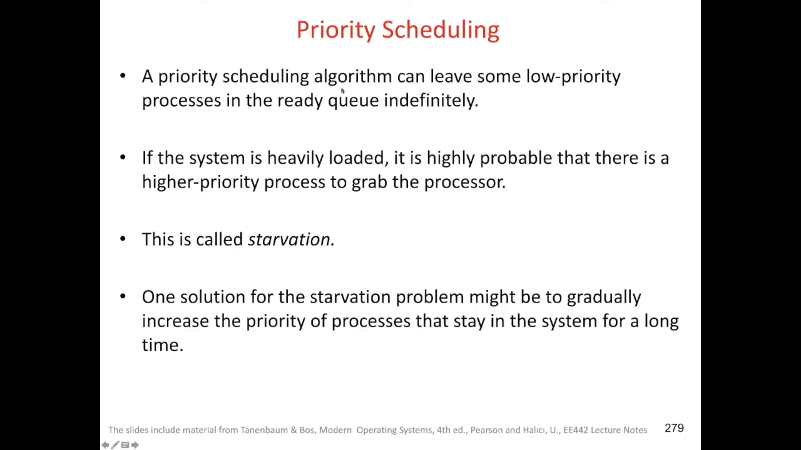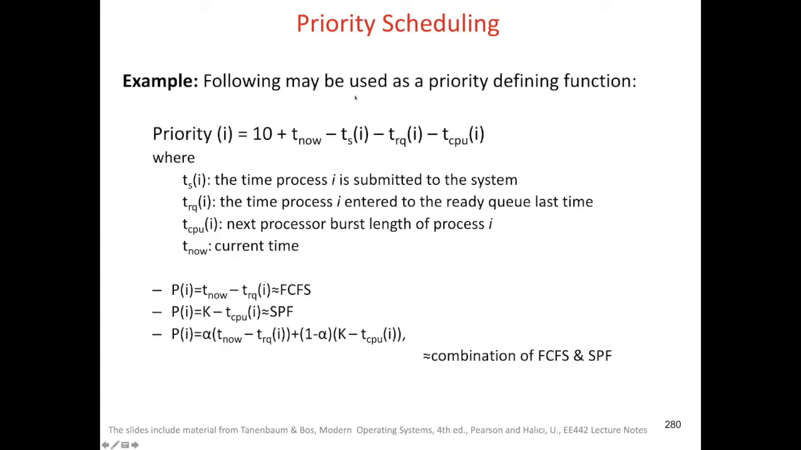A priority scheduling algorithm can leave some low priority processes in the ready queue indefinitely. If the system is heavily loaded, it is highly probable that there is a higher priority process to grab the processor. This is called starvation. One solution for the starvation problem might be to gradually increase the priority of processes that stay in the system for a long time. For example, the following may be used as priority defining function.